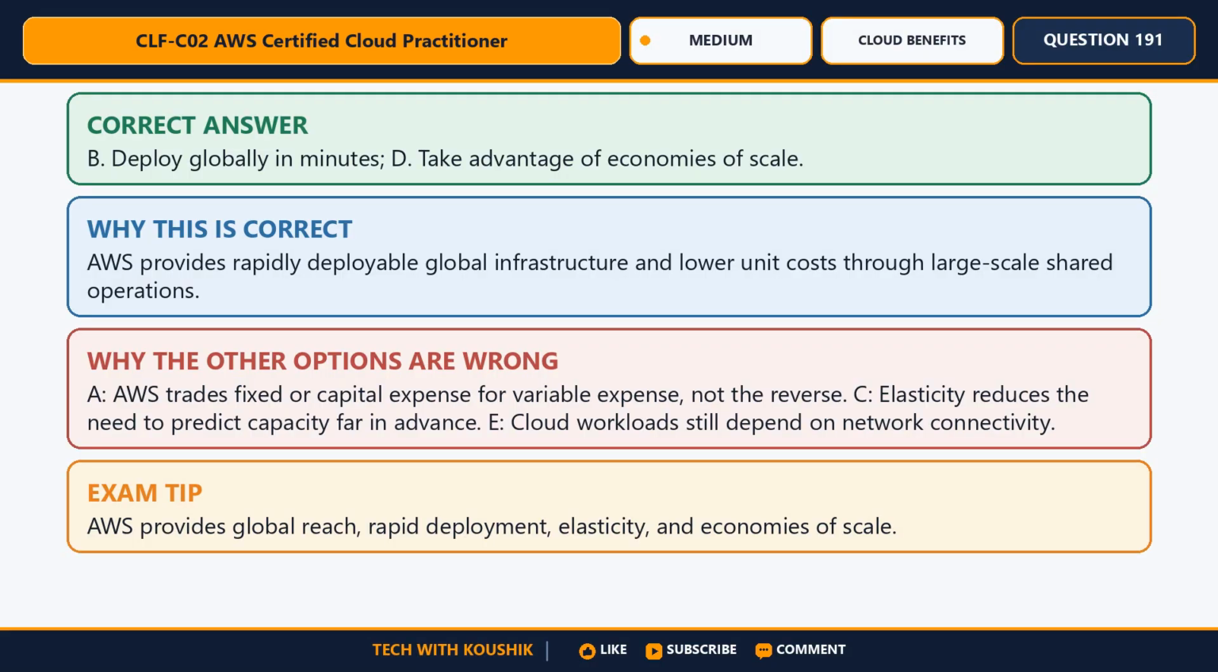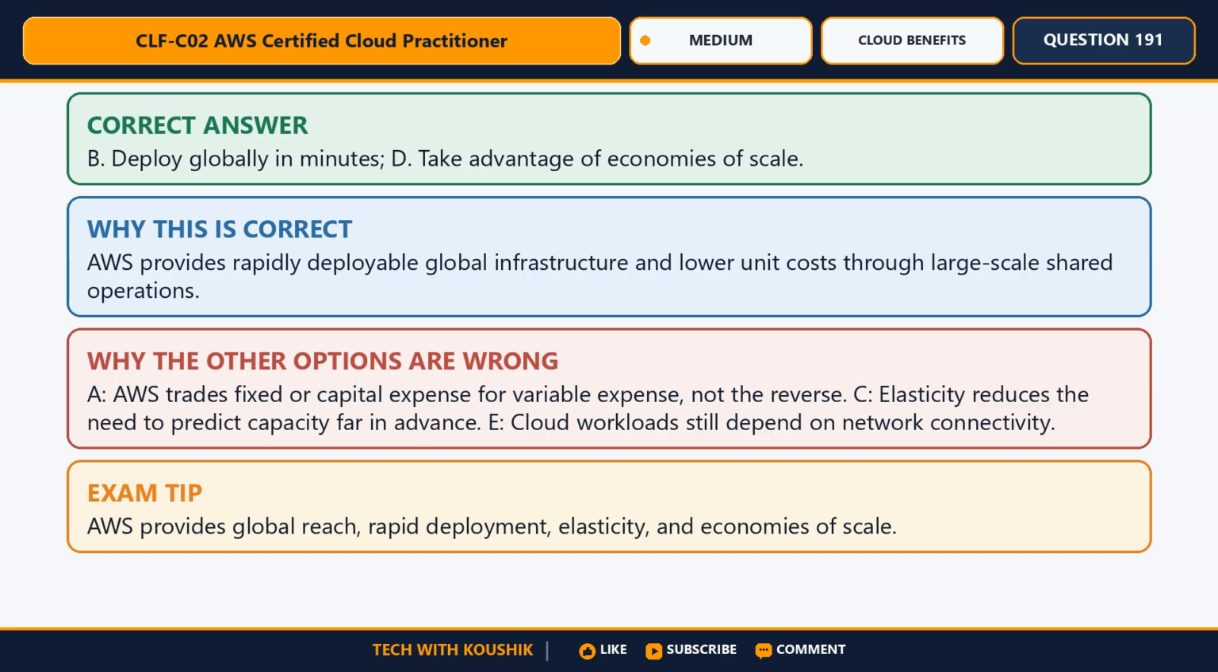The correct answer is B, deploy globally in minutes. D, take advantage of economies of scale. Here is why. AWS provides rapidly deployable global infrastructure and lower unit costs through large-scale shared operations. Why are the other options not correct?